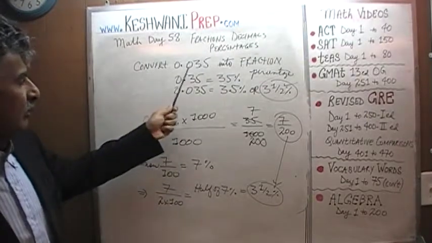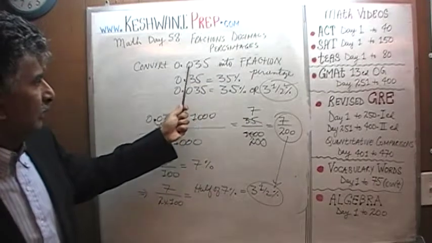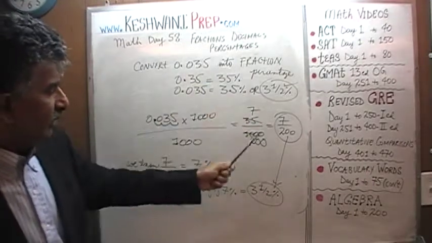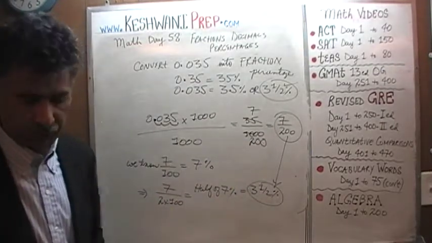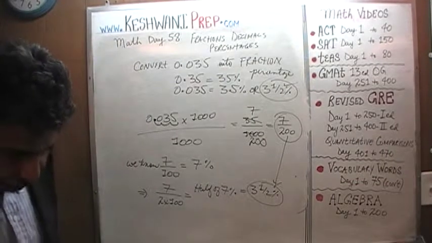So the question was, we were to convert 0.035 into fraction and percentage. 0.035 in percentage is simply 3.5%, and in fraction form, it reduces to 7 over 200. That's how the answer choice is going to be presented to you. You understand?